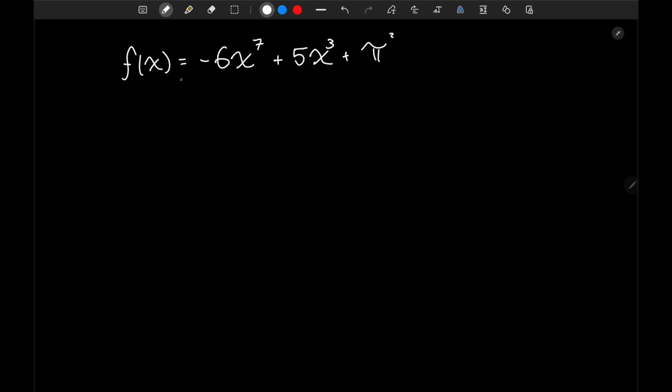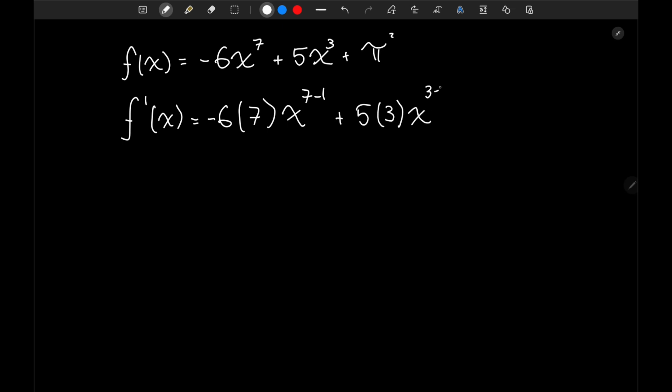Here we have a function of x, which is equal to minus 6x to the 7 plus 5x cubed plus pi squared. When we take the derivative of a function of x, we can write this as f prime of x, indicating the derivative, is equal to, and then we follow our normal rules, minus 6 multiplied by the exponent, minus 1 from the exponent, plus 5 multiplied by the exponent 3, x to the 3 minus 1, plus the derivative of pi squared, which is just a constant, just a number, and this is going to be 0.